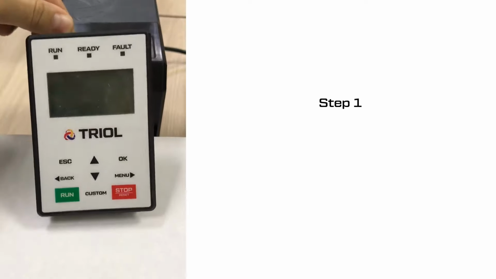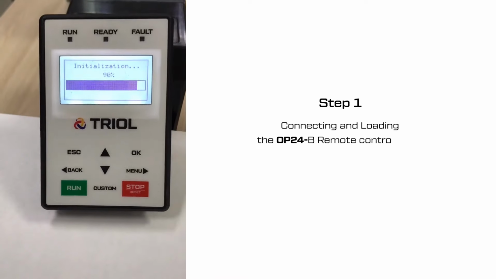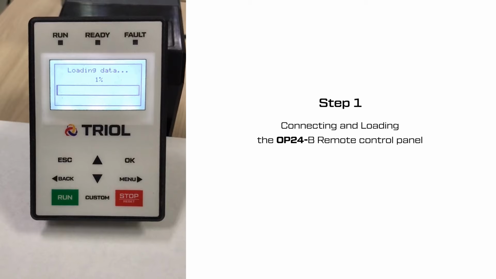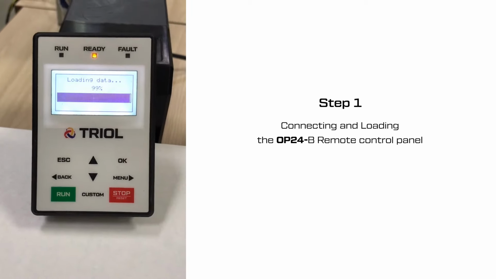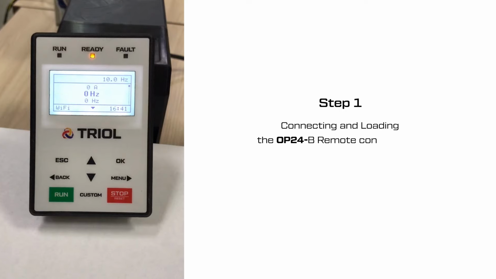Step 1. Connecting and loading the OP24-B remote control panel. Connect the remote control panel, OP24-B, to the variable frequency drive and wait until the control panel is fully loaded.